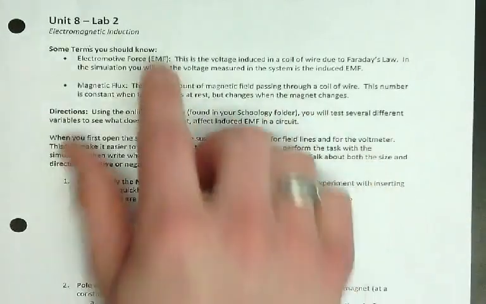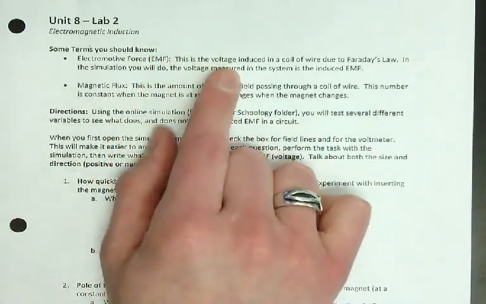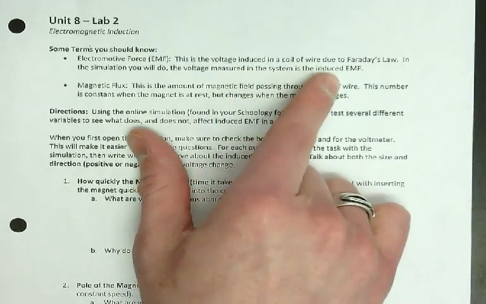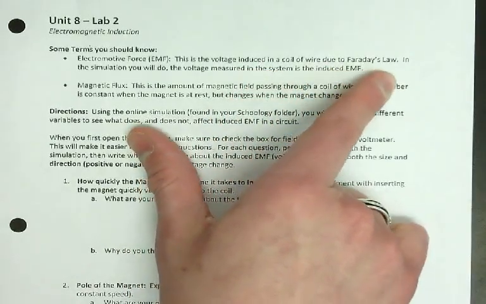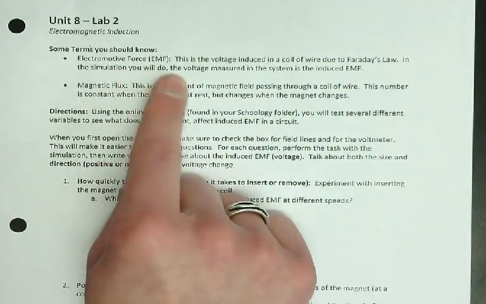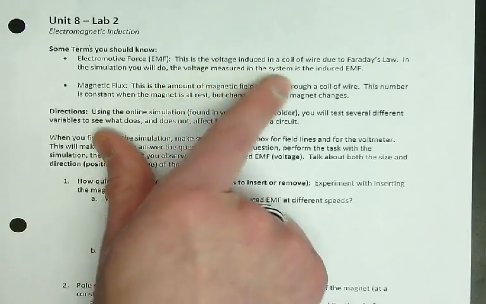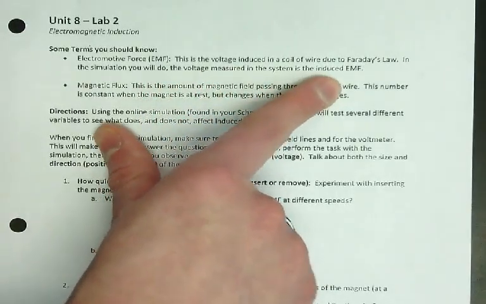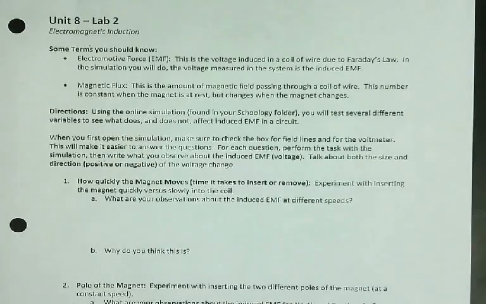Is electromotive force, EMF. This is the voltage induced in a coil of wire due to Faraday's law. In this simulation, the voltage measured in the system is the EMF. So first of all, you just need to know that when you create an induced EMF, you create a voltage. It's called EMF, electromotive force, but it's a voltage.